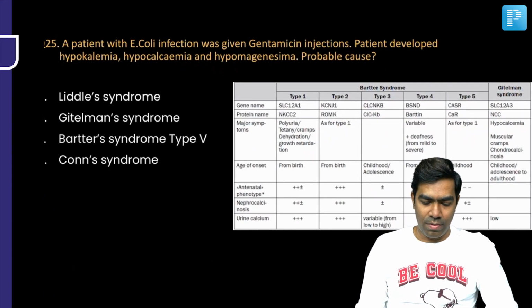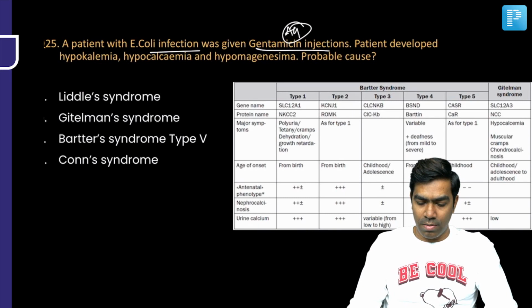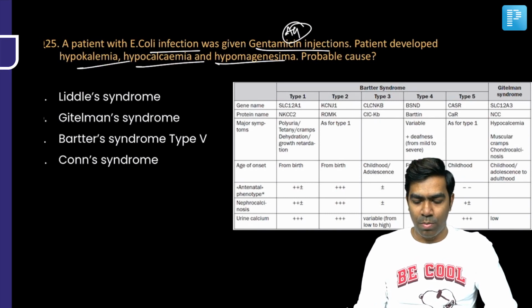Question number 25. So, patient with E. coli infection, probably UTI, was given gentamicin. That's an aminoglycoside. In fact, it's a toxic aminoglycoside to the kidney. Patient developed hypokalemia, hypocalcemia, and hypomagnesemia, multiple electrolyte disturbances. What is the probable cause?